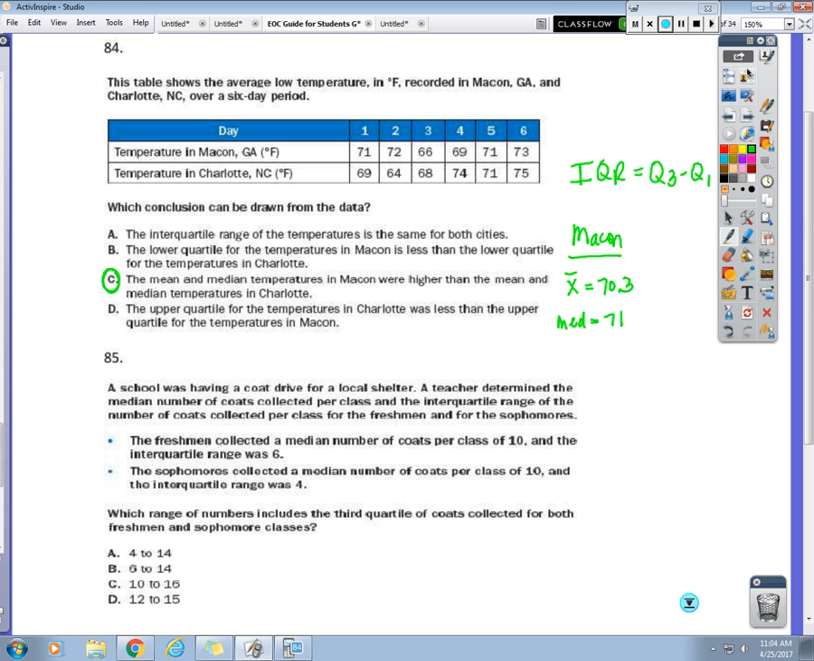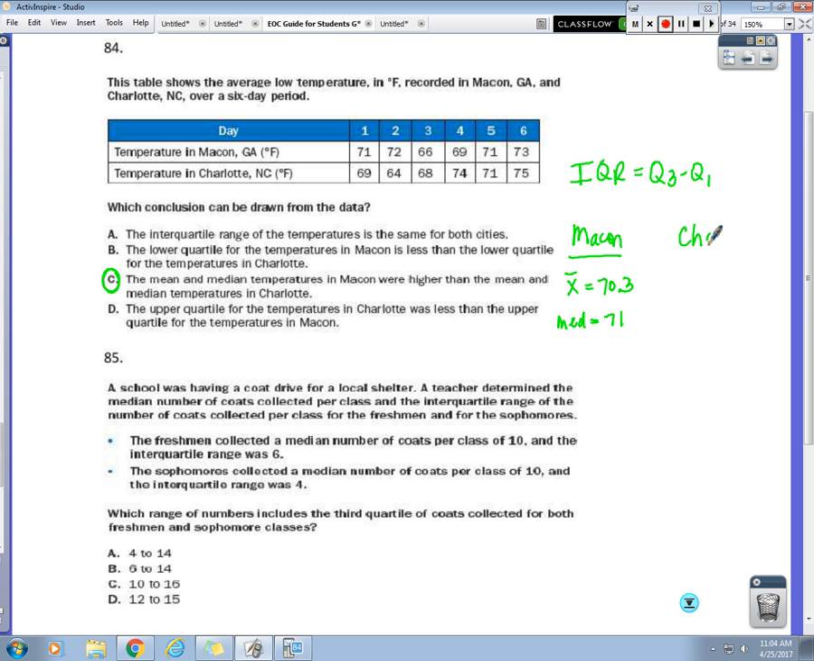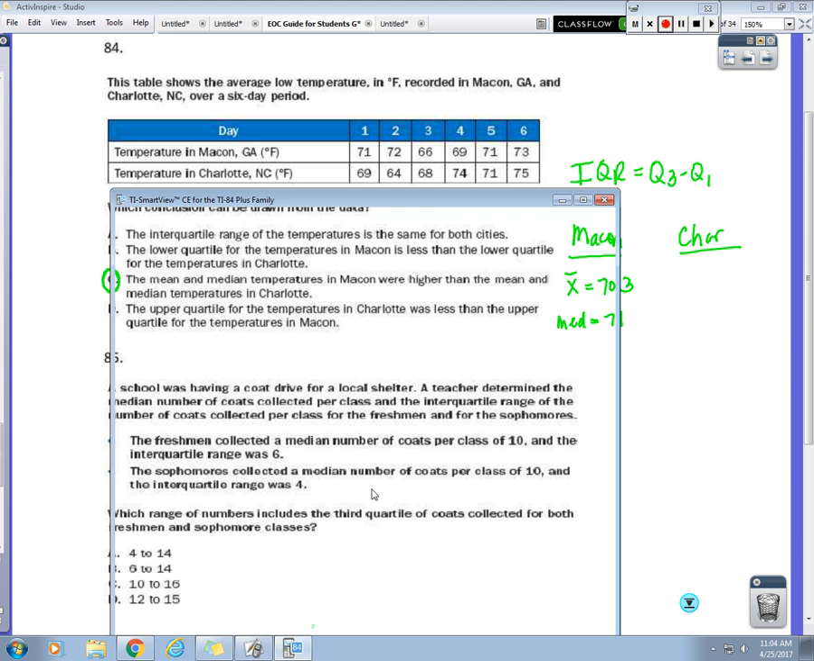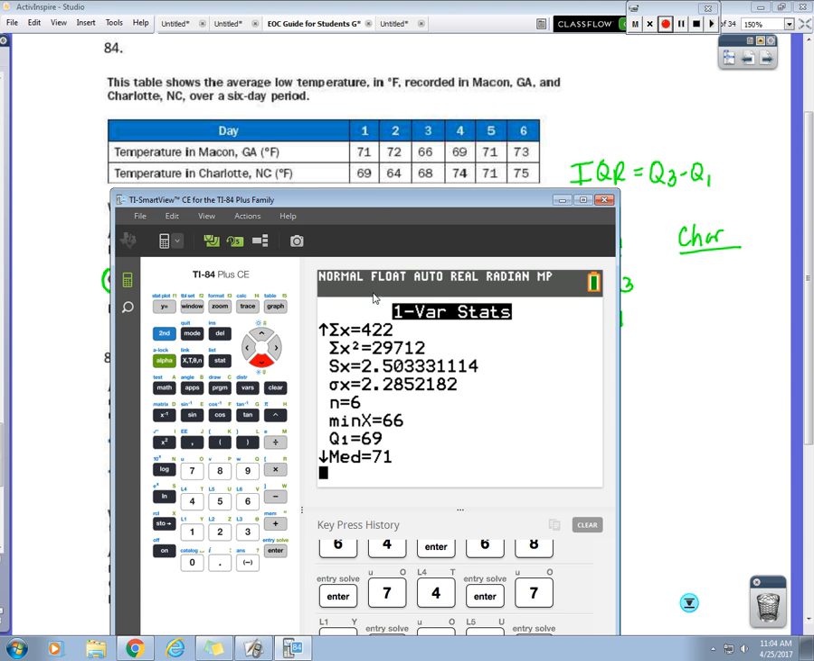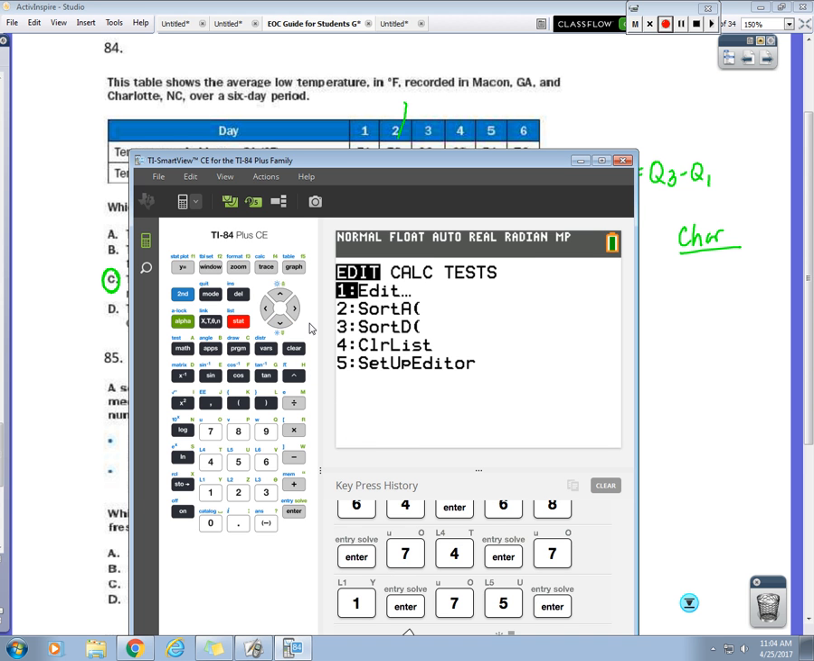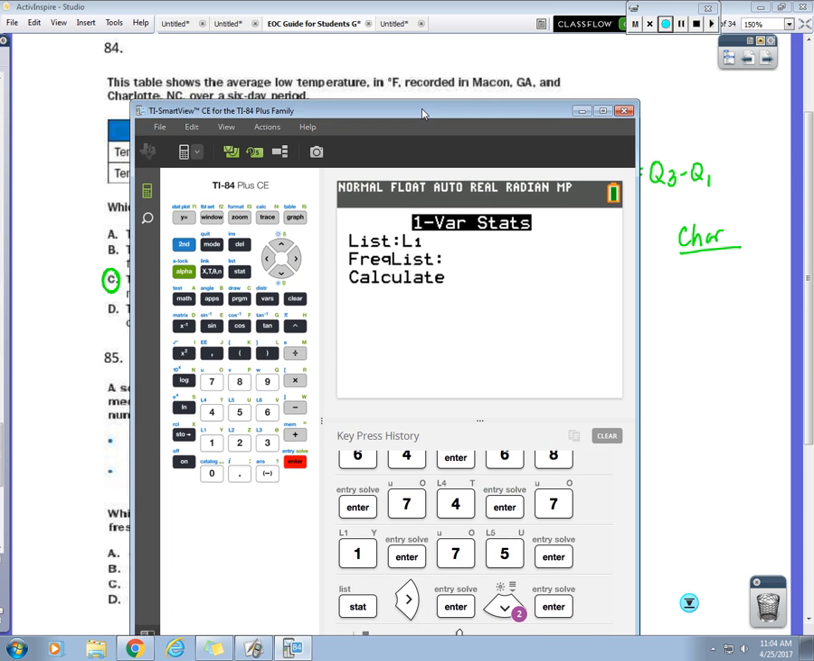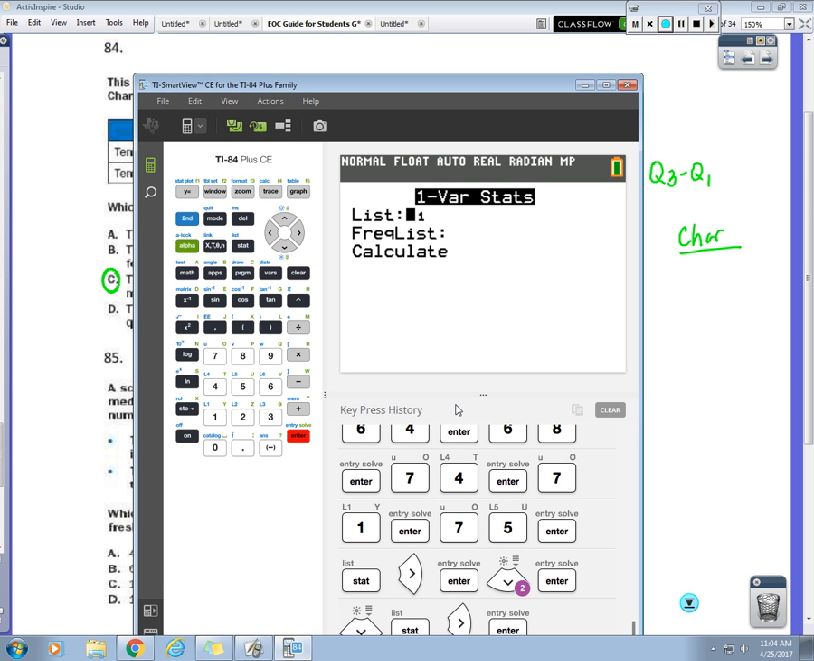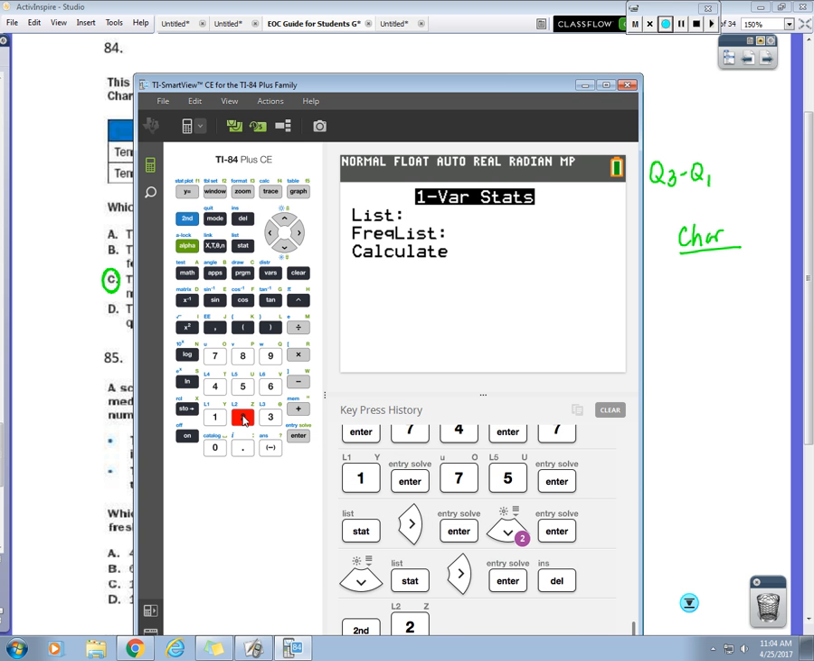Okay, and then I'm going to do the same thing for Charlotte's. But Charlotte's list is in L2, so watch how I'm going to do that. I'm going to go to Stat, Calc, one variable. Right, how do you change it? No, it's L sub 2. So you would have to first delete it, and then look right here above the regular 2, where it says L2. Second L2, and then calculate. And that'll be the second list, which is Charlotte's data.